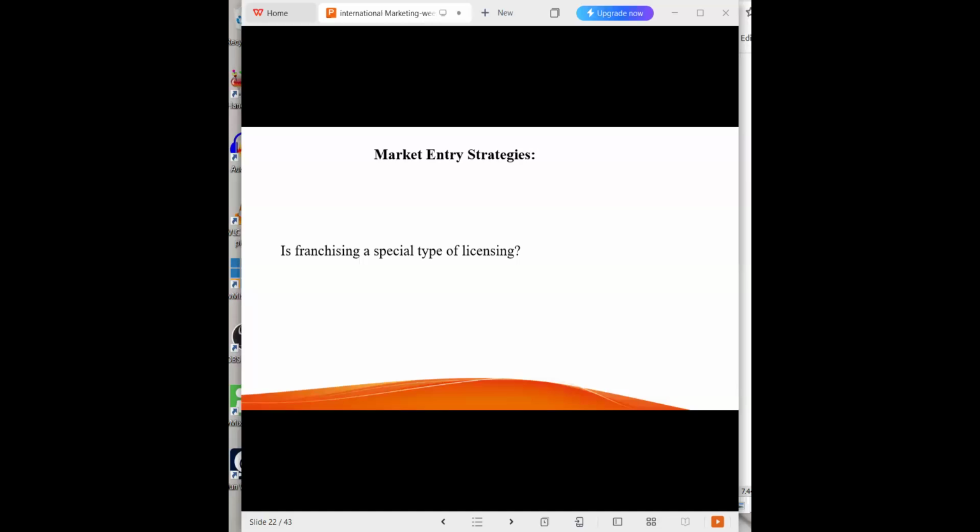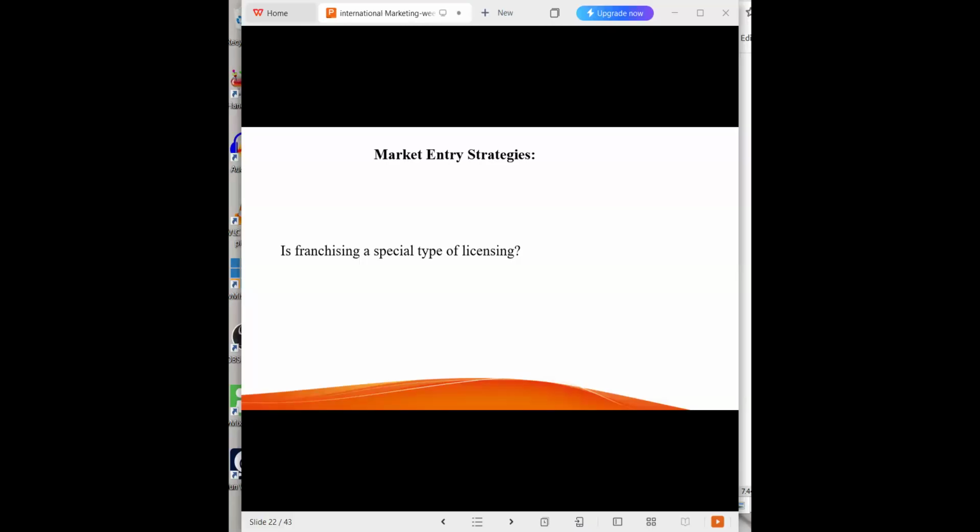So franchising is a bit broader, while licensing is narrow. Licensing is just specific, franchising is broader. We'll look at that further again in the class. We'll try to understand what licensing is all about, what franchising is all about, then differentiate the two. It's just a slim line that is differentiating the two.